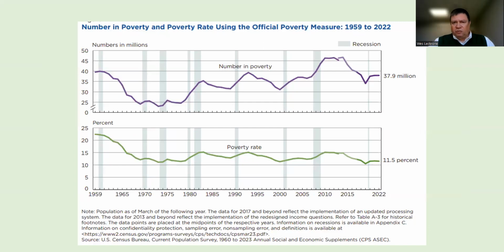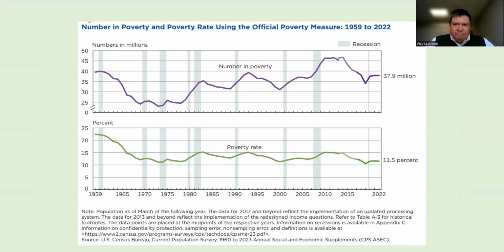So let's just take a look at the overall poverty rate in the United States. At the end of this slide deck, I will show you how the different programs that we have in the United States affect poverty rates. But this is the long-term, what we call secular trend of poverty in the United States.